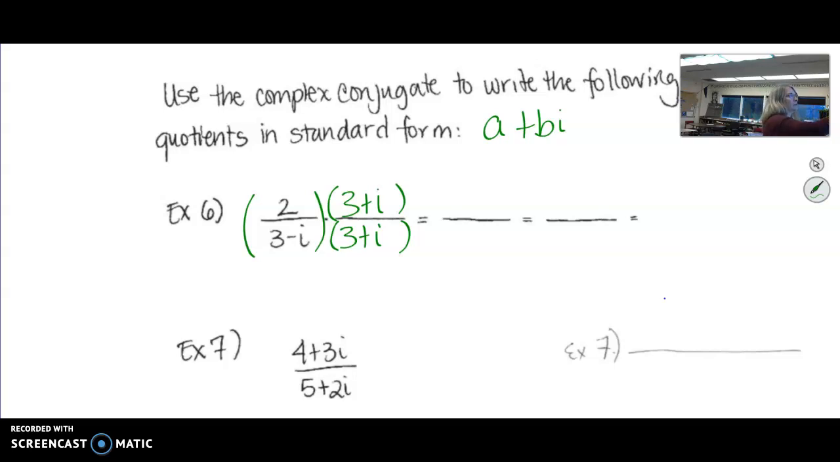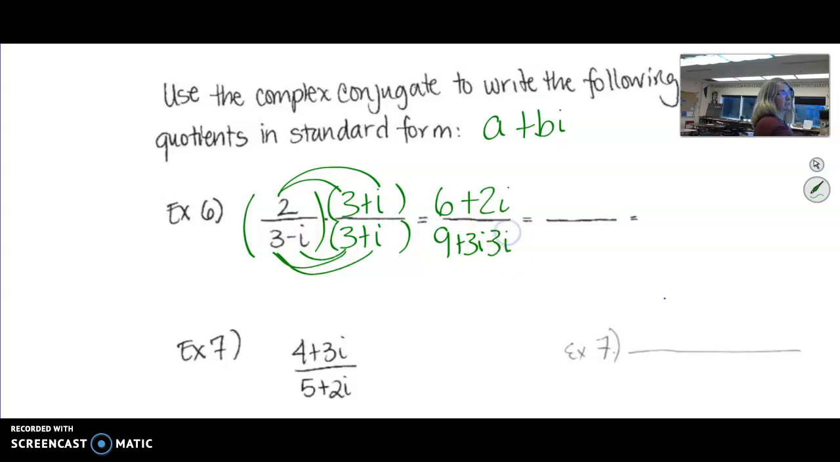All right, so I'm going to go on the top, I'm going to go 2 times 3, which is 6. So I'm just doing the distributive property, and then 2 times i, which is plus 2i. In the denominator, 3 times 3 is 9. I have plus 3i. I have minus 3i. Those are going to cancel out. And then I have minus i squared. So the top is going to just stay 6 plus 2i. And in the denominator, I have 9 minus i squared, which means 9 plus 1. So I end up with 6 plus 2i over 10.